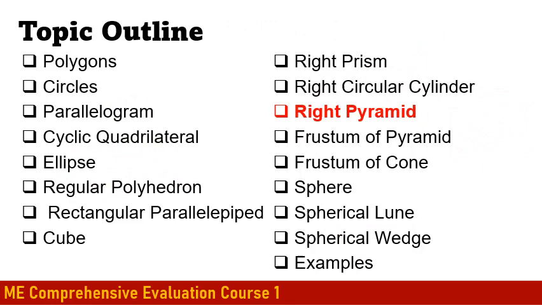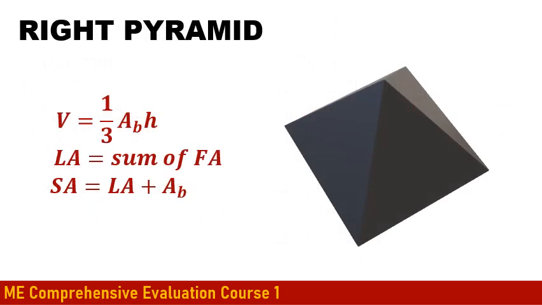Then we have a right pyramid. The volume of a right pyramid is 1/3 area of the base times height. This is also a general formula because the base can be a square, it can be a pentagon, it can be a nonagon, whatever gon it is. So you can get the area of the base first, which is the bottom part of this pyramid, multiplied by the perpendicular height, or the height from the apex to the base. So that's how you can get the volume of a right pyramid.